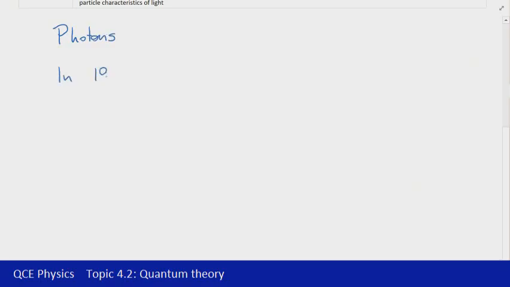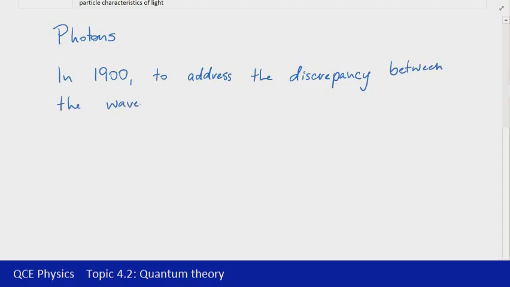So as we mentioned in the previous video, there was a discrepancy between the prediction of black body radiation and the actual observation of black body radiation itself. That discrepancy was a difference in the energy at high frequencies, or at short wavelengths, where the prediction was that the energy should be quite high at short wavelengths, but the actual observation was that the energies were low.